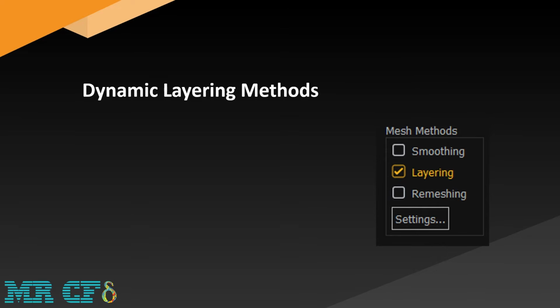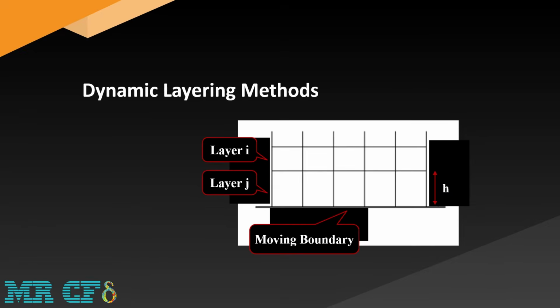In prismatic mesh areas like hexahedral or wedge, the dynamic layering method is used to add or remove layers of cells adjacent to a moving boundary. This happens based on the height of the layer adjacent to the moving surface. So, an ideal layer height should be determined by the software on each moving boundary. For better understanding, take a look at this figure. As it shows, the layer of cells adjacent to the moving boundary, which is layer J, is divided or merged with the layer of cells after it, which is layer I, based on the height h of the cells in layer J.